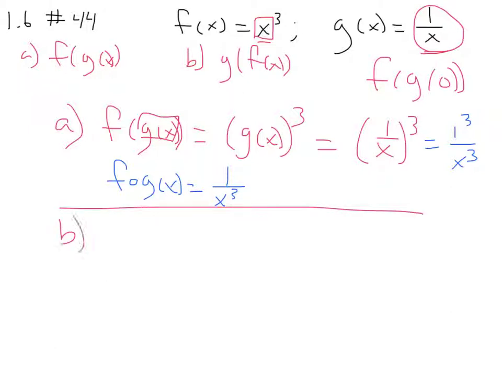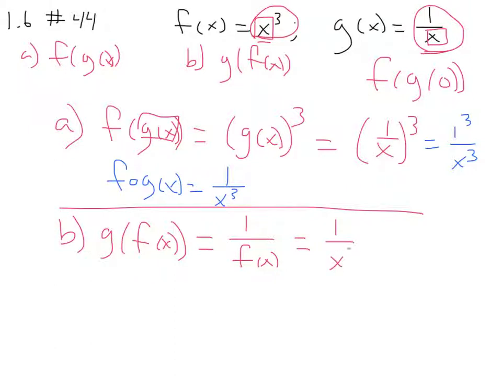In B, we're asked to flip this around, g of f of x. Okay, so whatever we had for our f of x, we're going to stick everywhere where there's an x in our g function, right? So this is going to be 1 over our f of x. But our f of x was x cubed, so this is 1 over x cubed. So it turns out in this case that f of g of x is equal to g of f of x. This is not true in general. We're going to see an example coming up shortly where this is certainly not true.